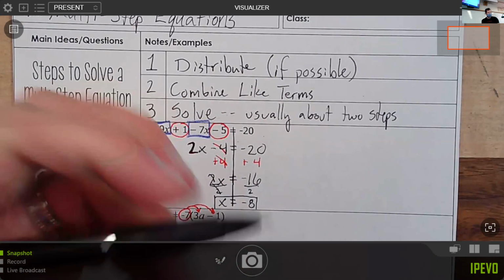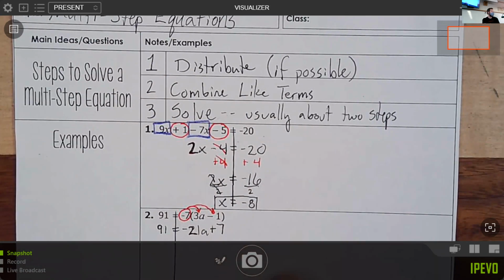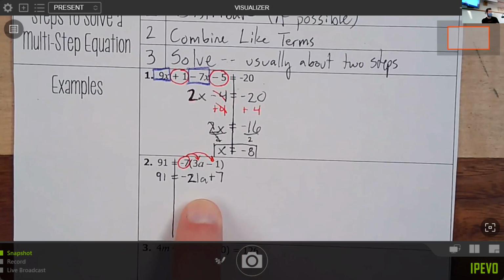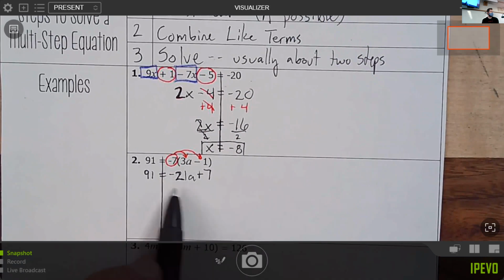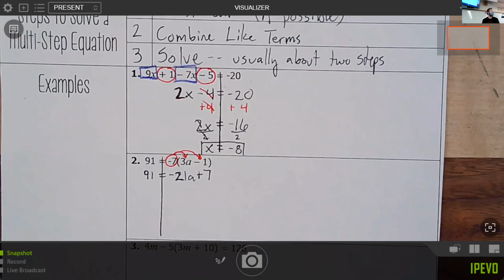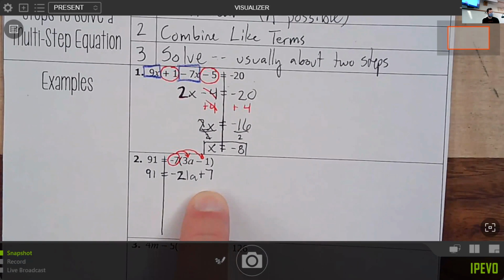So what we need to do now is move on to step 3, which is to solve, and it's usually about 2 steps. And if we look here, this is a 2-step equation. So if I'm trying to get a by itself, what's the first thing I need to do to solve for a once I get to this step here? What do we think? How do we get a by itself? What's the first thing we have to do once we get to this step? Subtract 7. Yep.